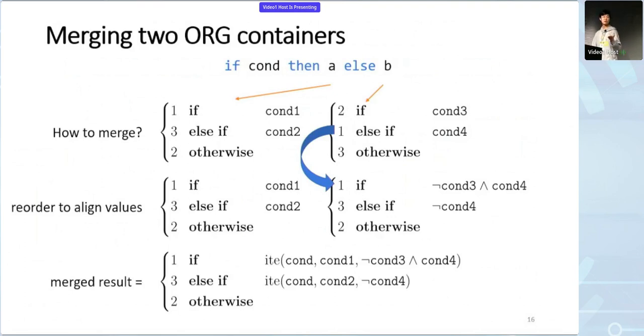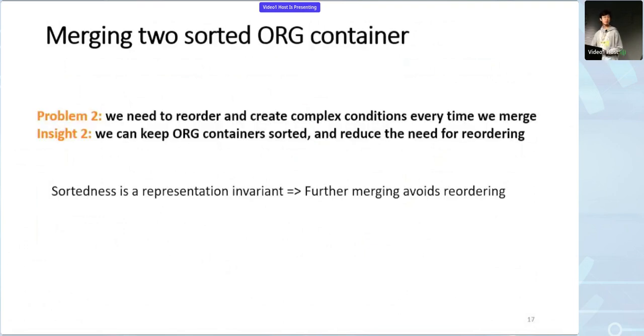And here we reorder the values in B, and we get the result. The real problem is that with the org, when done naively, we need to reorder the values on each merge. So this could make org perform much worse than mag. So for this problem, we have a simple insight: we can keep org containers always sorted and reduce the need for reordering. By keeping this sortedness as a representation invariant, we will only need to reorder when an org container is constructed, and the further merging will not need to reorder. And this reduces the overhead significantly.